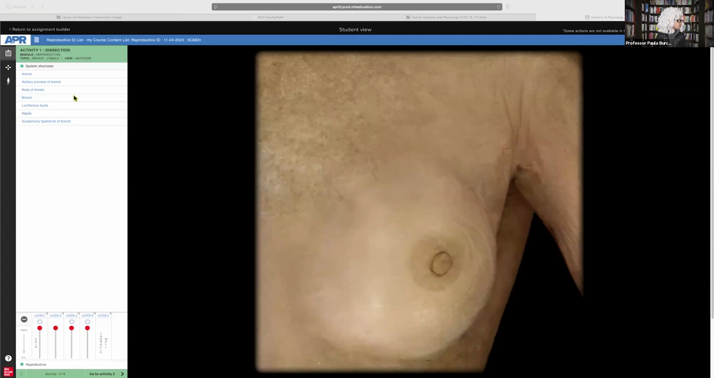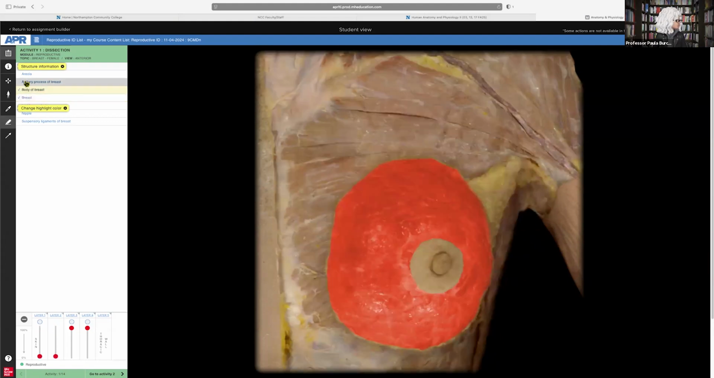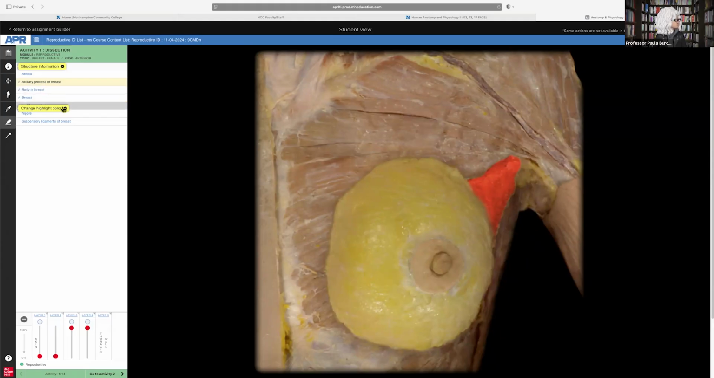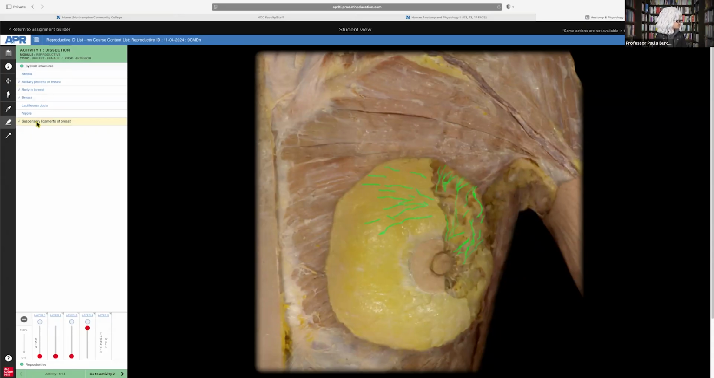This is an external view of the female breast. The breast consists of a body as well as an axillary process in the armpit. Internally, the breast is going to be supported by fibrous connective tissue septa called suspensory ligaments. These are attached to the dermis.